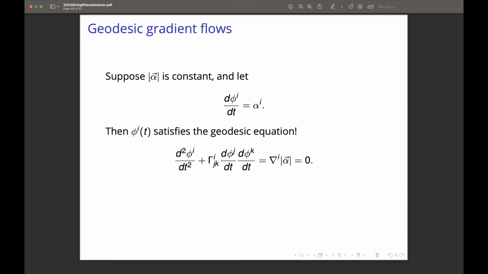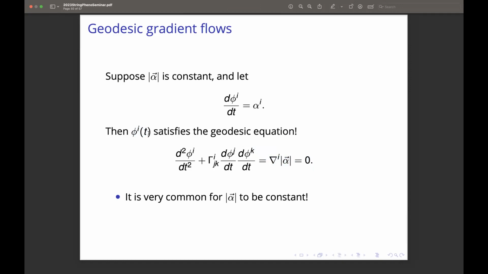Suppose that the alpha vector has constant length, and let phi be a solution to the gradient flow equation. Then if we plug phi into the geodesic equation combination, it becomes proportional to the gradient of the length of the alpha vector, which is constant, so this is 0. So in fact, solutions to the gradient flow equation are geodesics when alpha vectors have constant length. It is very common for alpha vectors to have constant length.